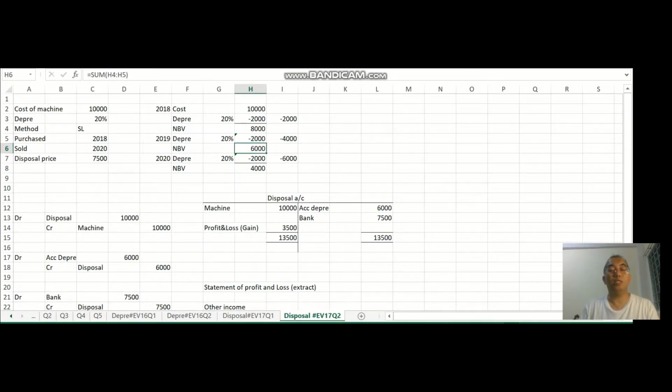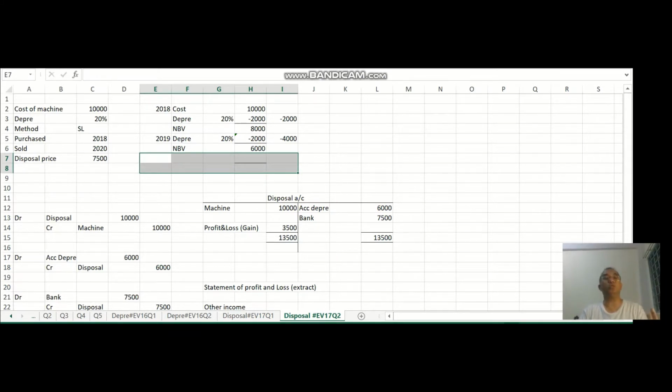But when it says ignore the depreciation in the year of disposal, so in 2020, you don't need to calculate your depreciation. So I just delete this. Okay, so there's no 2020. There's no depreciation in 2020. So now you have to depend on this net book value in 2019.